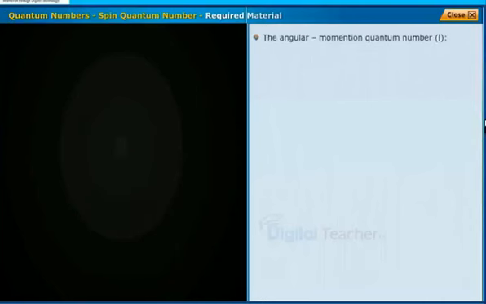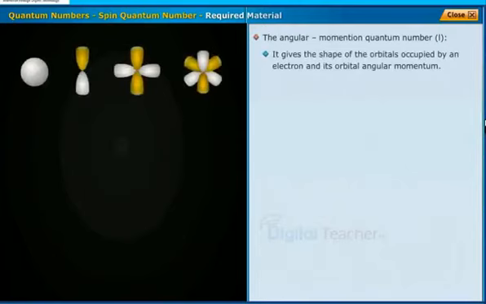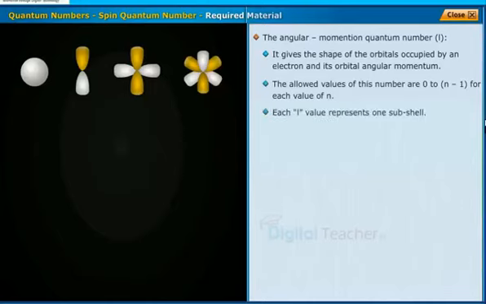The angular momentum quantum number. It gives the shape of the orbitals occupied by an electron and its orbital angular momentum. The allowed values of this number are 0 to n-1 for each value of n. Each l value represents one subshell.